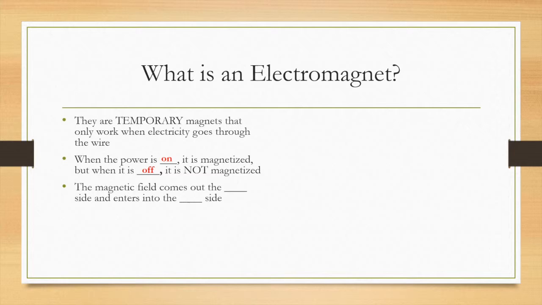Let's do a fill in the blank again with multiple choice answers. The magnetic field comes out of the blank side and enters into the blank side. Do you think it comes out of the south side and enters into the north side? Do you think it comes out of the north side and enters into the south side? Or do you think both A and B are right? In this case, answer B is correct. The magnetic field comes out of the North Pole and enters the South Pole.